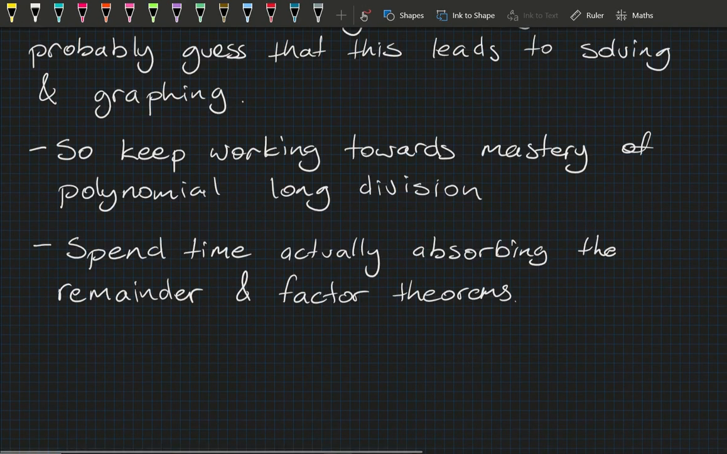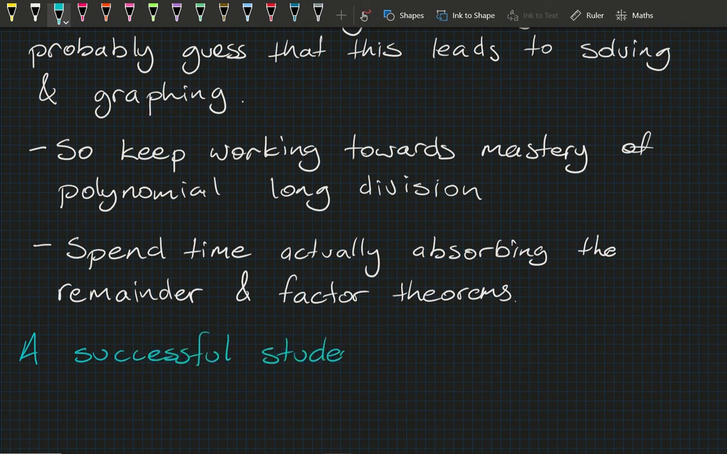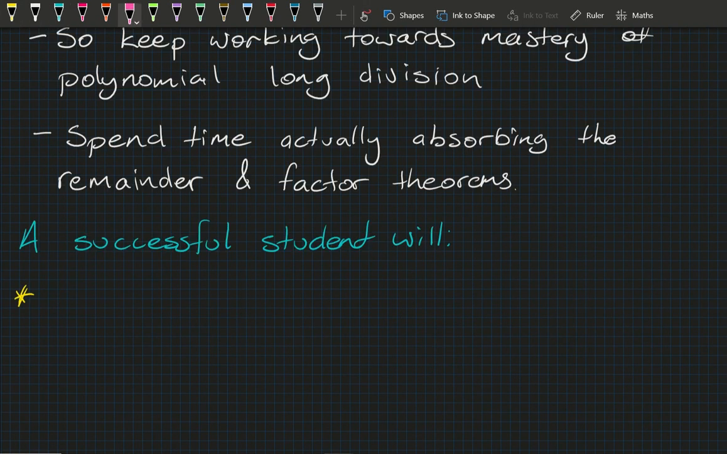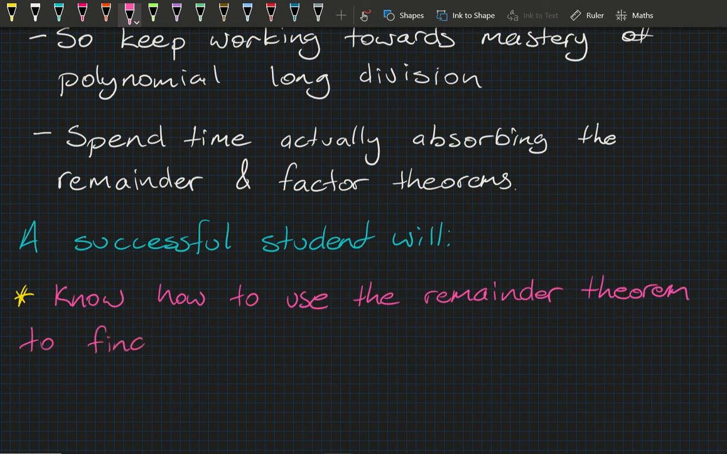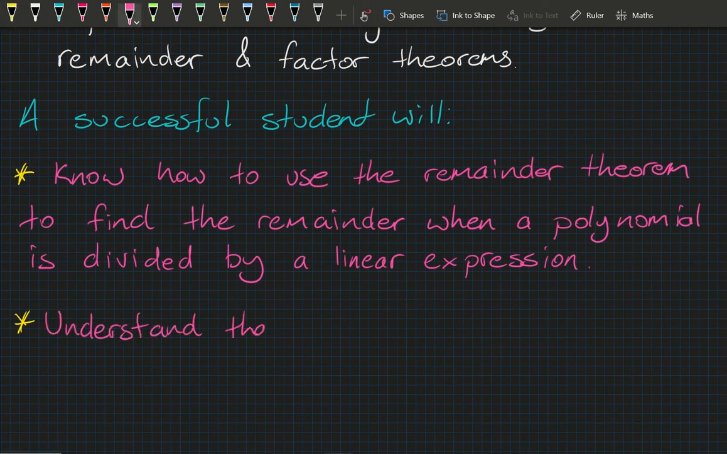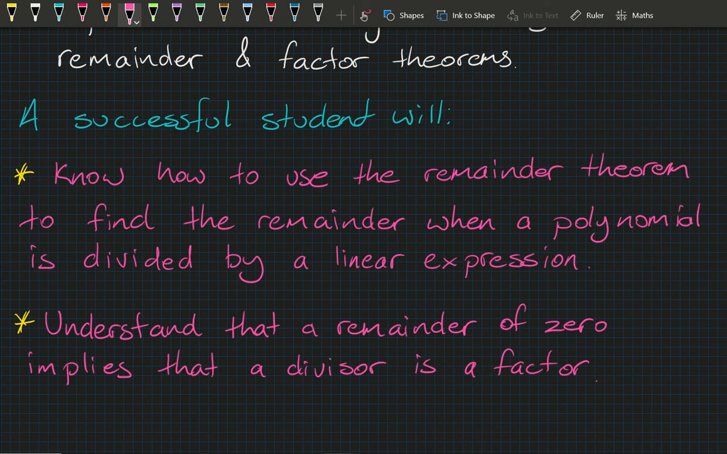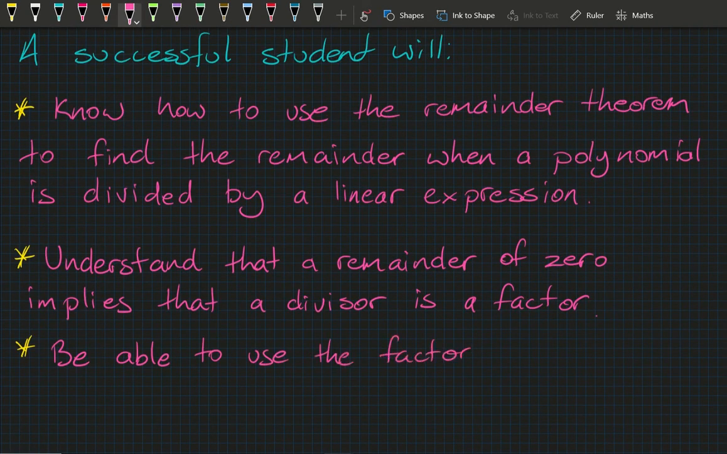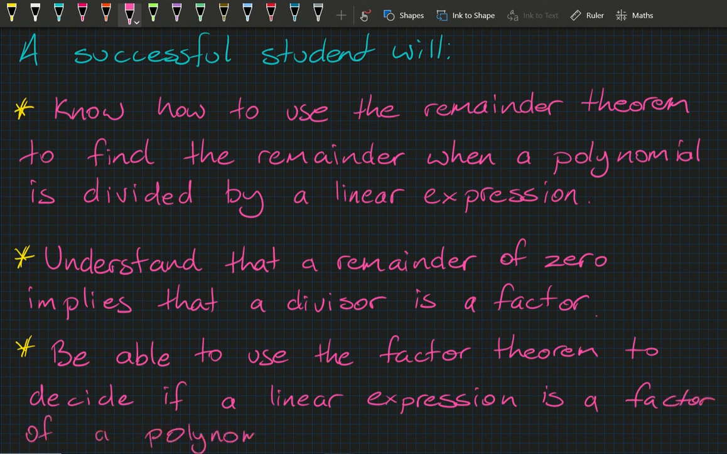Alrighty then, for this lesson, a successful student will know how to use the remainder theorem to find the remainder when a polynomial is divided by a linear expression. Understand that a remainder of 0 implies that the divisor is a factor. And finally, be able to use the factor theorem to decide if a linear expression is a factor of a polynomial. Alrighty, that's it for today.